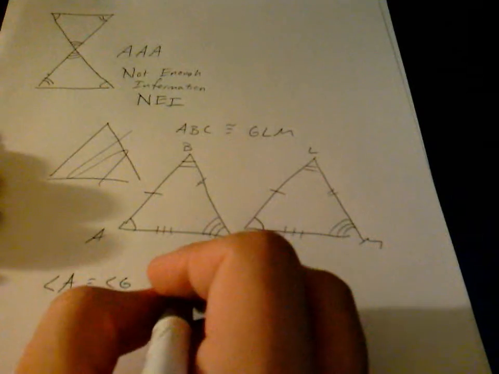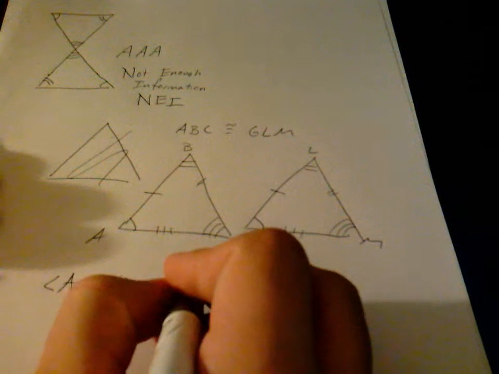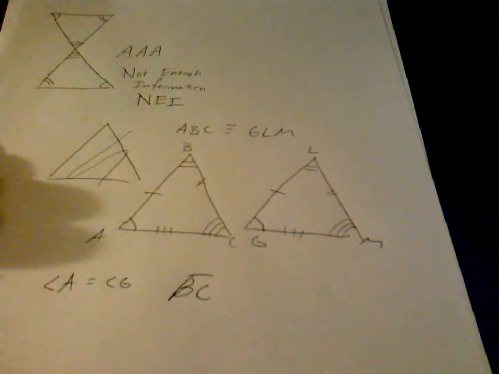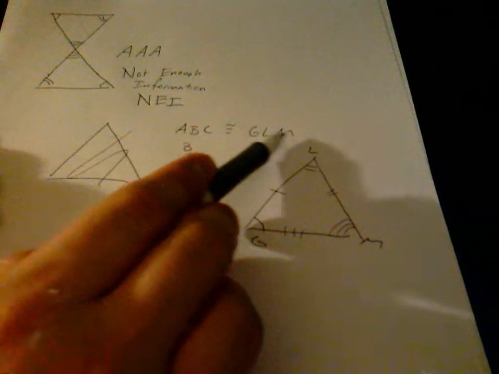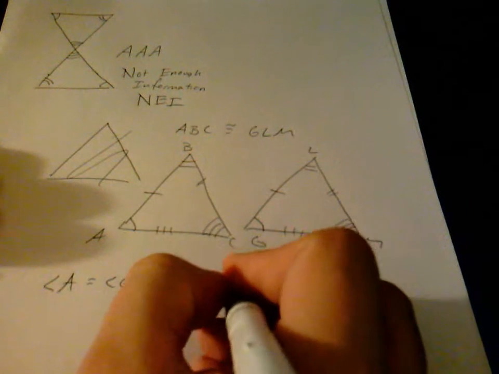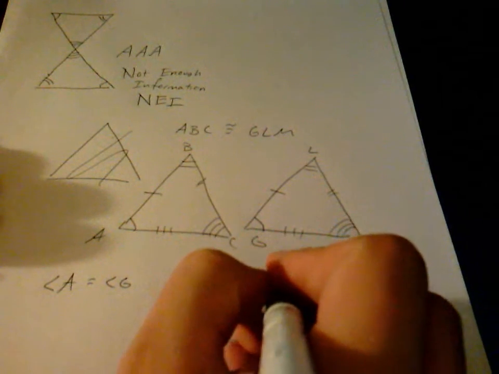Then if I said AB, or let's go with BC. Side BC, what is side BC congruent to? Well, BC is congruent to LM. They're in the same position, and that's how that works.